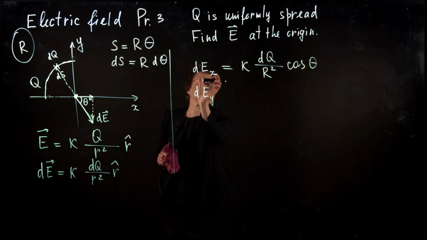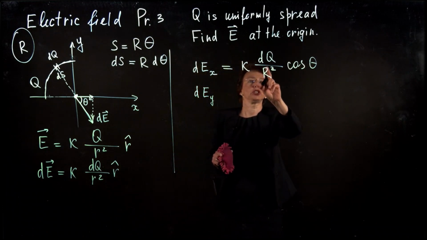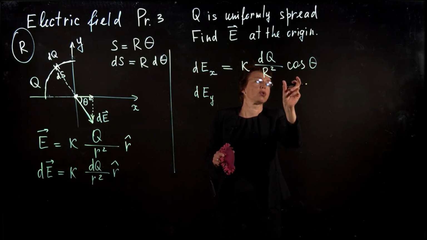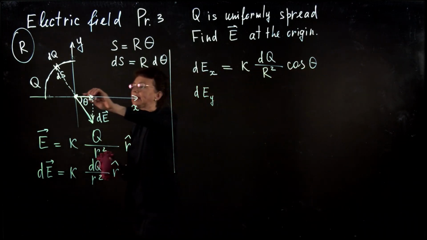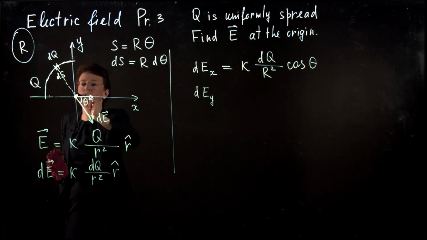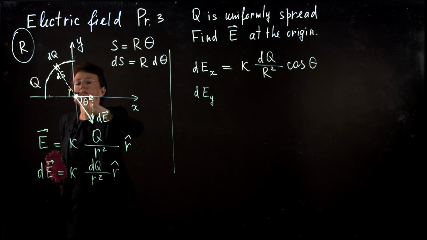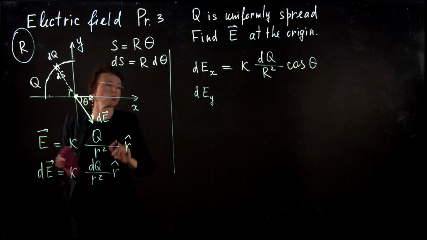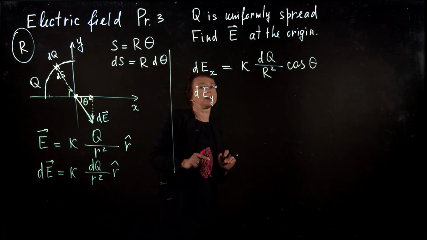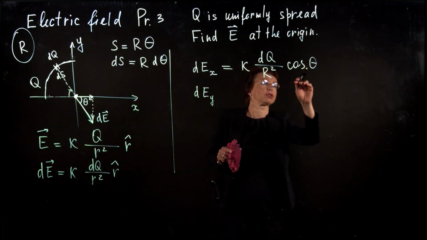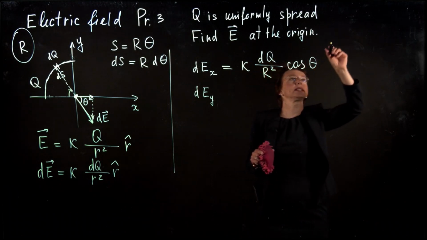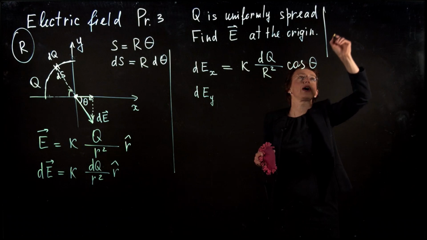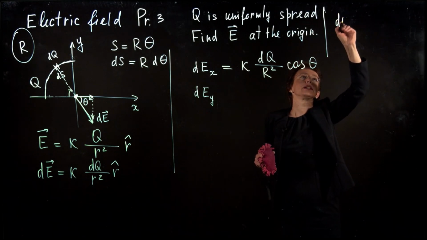This is my dEx, but I don't know dq. So I will keep cosine theta because we will integrate in terms of theta, the angle from horizontal. It will be changing from 0 to pi over 2. We will integrate from 0 to pi over 2 in terms of angle, but I still need dq. So let's find what dq is.